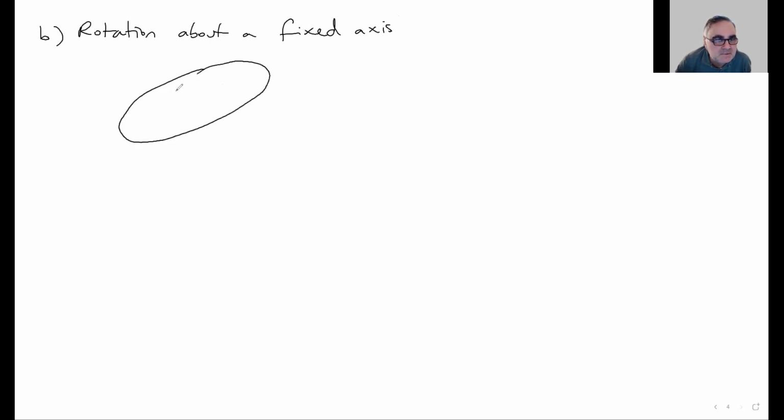Now, the second mode of motion is rotation about a fixed axis. Now, you have an axis that doesn't have to be inside the body, but let's assume that it is. There is a fixed point O here, okay? And your body rotates about this point O.